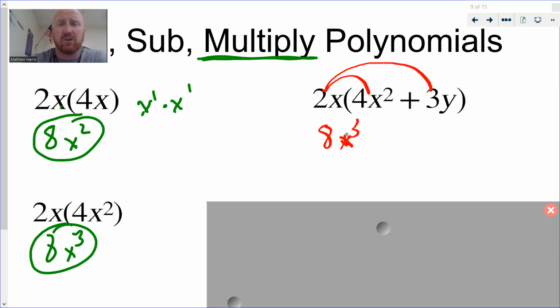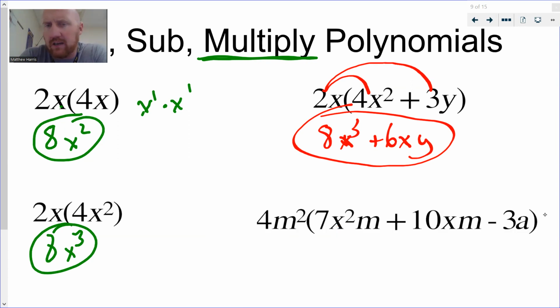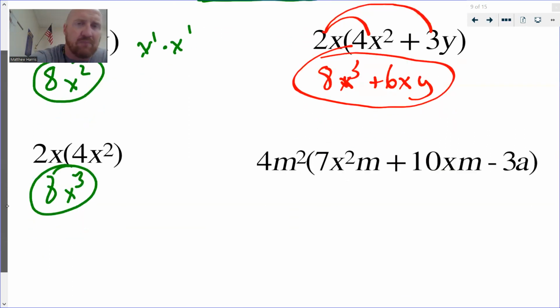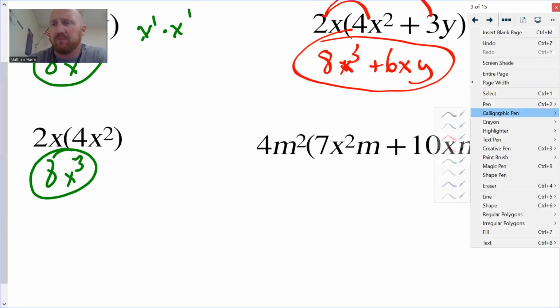So we're going to, again, still multiply the coefficients. 2 times 3 is 6. X times y is just going to be xy. So we have 8x cubed plus 6xy. I know that doesn't look like 8x cubed, but my pen's being a little cuckoo for Cocoa Puffs. All right, and last example of multiplying. Actually, not the last one. We'll have another one after this one.